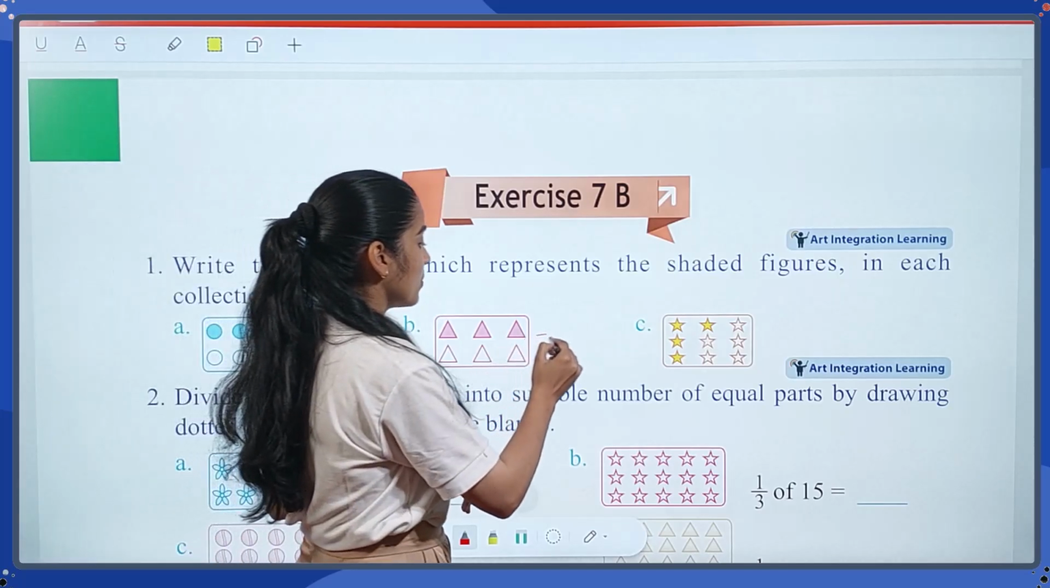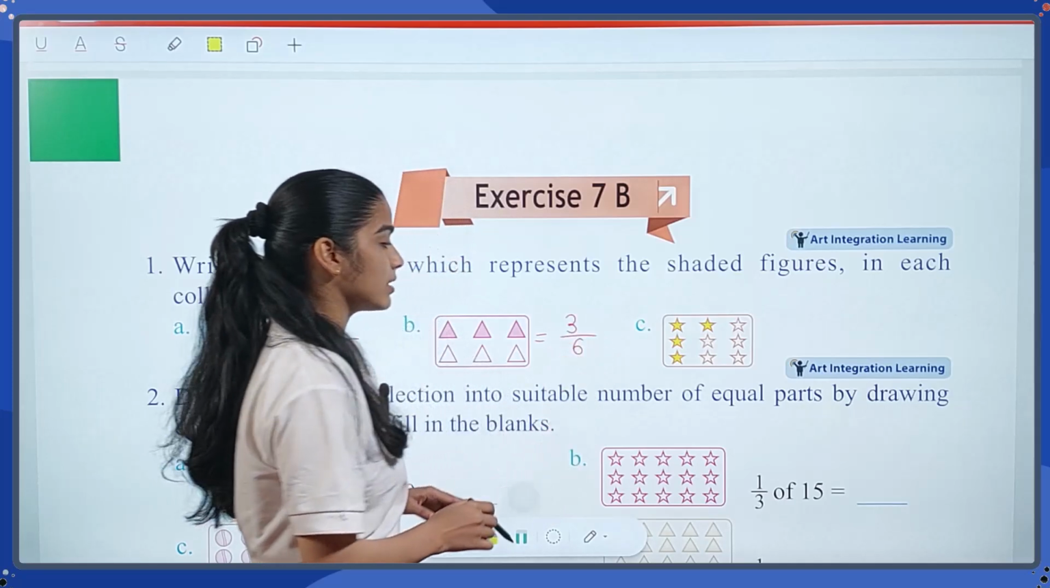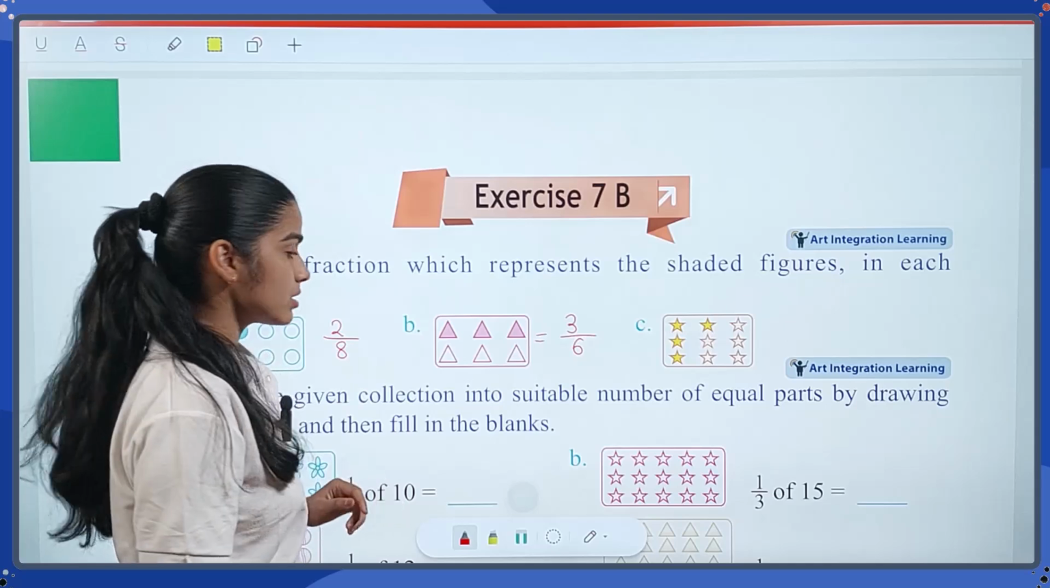Now in this, how many total do we have? 6, and shaded is 3. So 3 by 6 is your answer. Now you have to tell me for the star one.